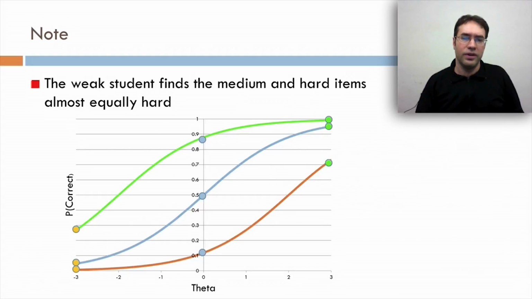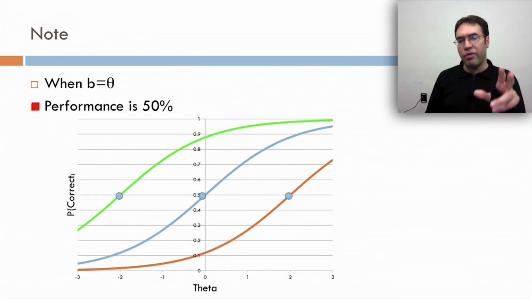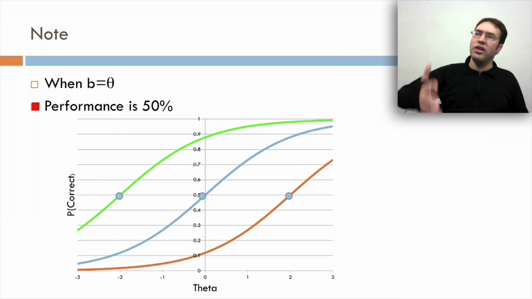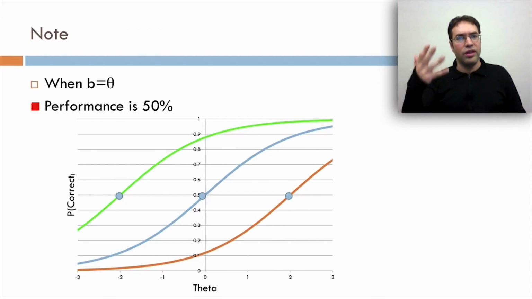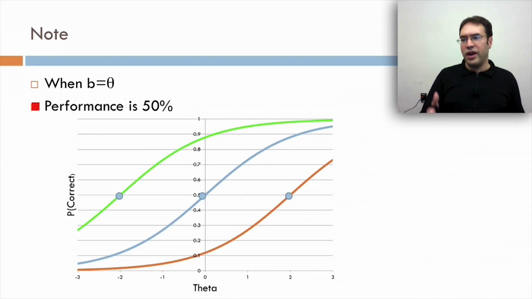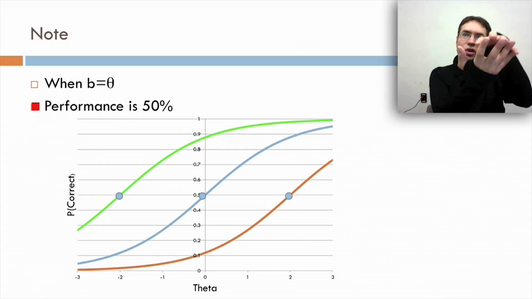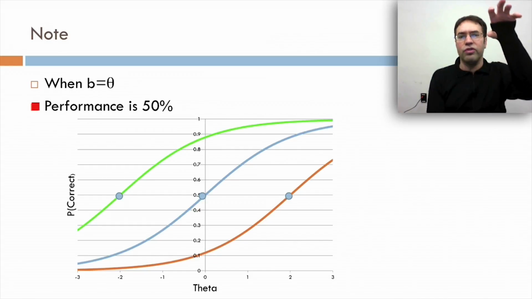Now you'll note that when B equals theta, performance is 50%. And this happens all through the spectrum. If you've got a really easy item and a really weak student, they're going to get performance of 50%. If you've got a really strong student and a really hard item, you'll get performance of 50%. This model accounts for the fact that difficulty of items and skill of students can be in balance.